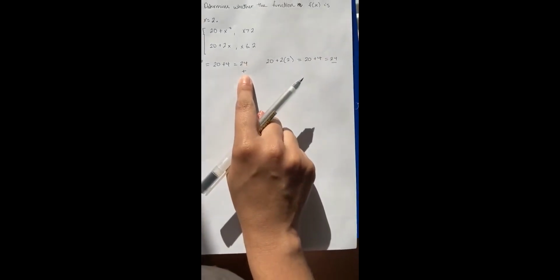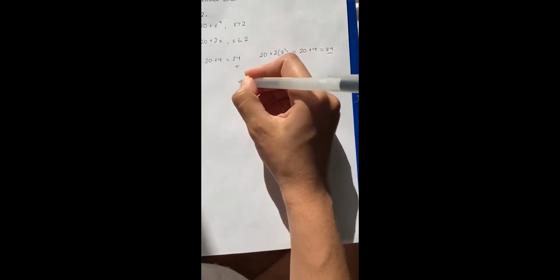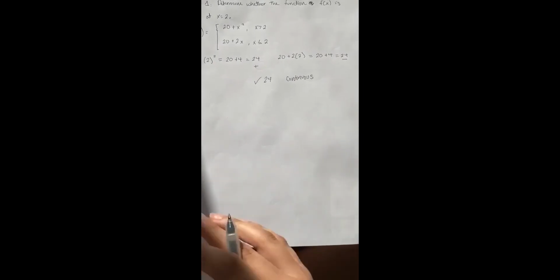Now let's see what's going to happen as we approach it from the left-hand side. So this is 20 plus, you're plugging in the same value 2. And so you see that you get 20 plus 4 again, which is 24. Meaning that from the left and the right-hand side, your value is approaching the same number, 24. So if they're both approaching 24, then this is continuous. So you would select continuous for the answer for this specific problem.